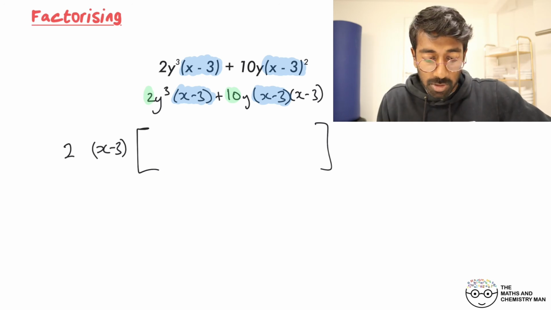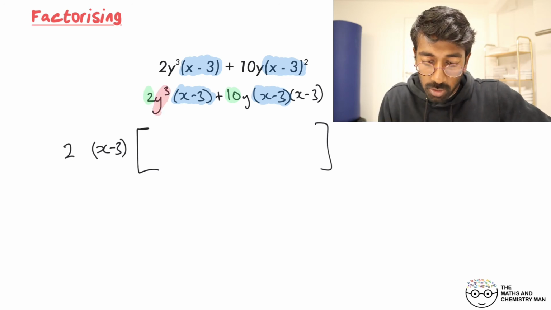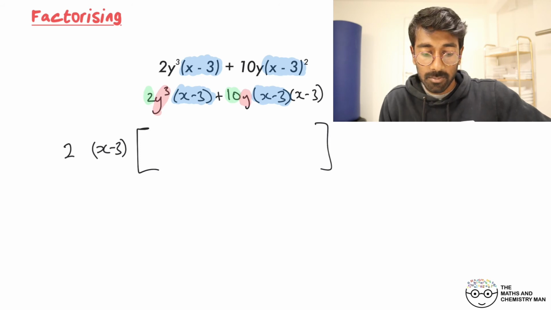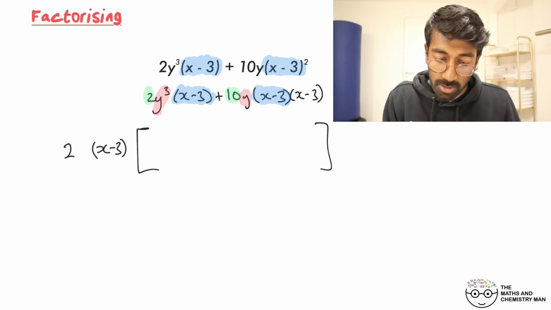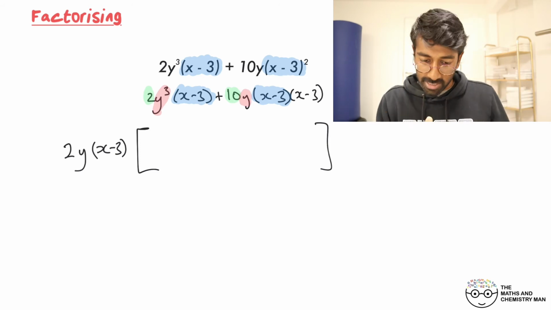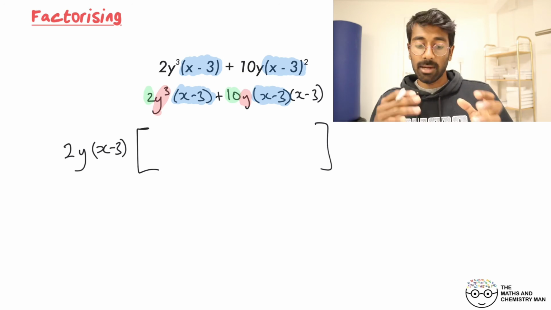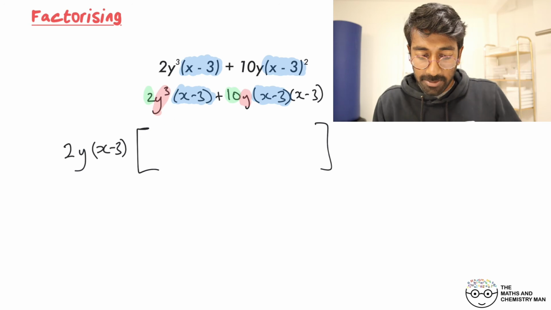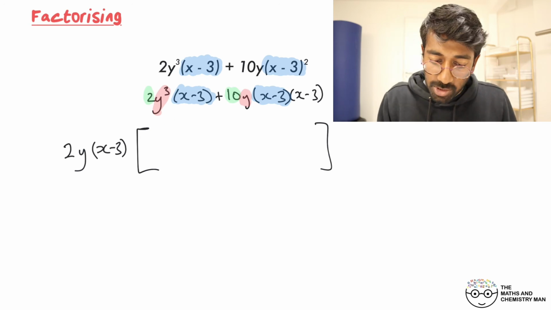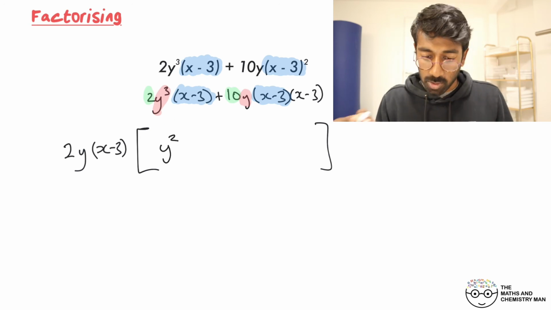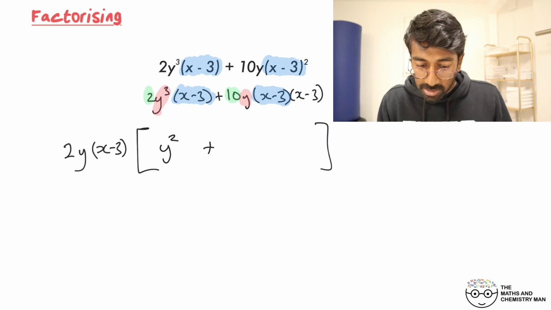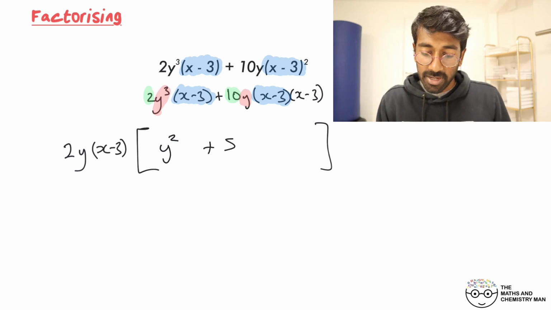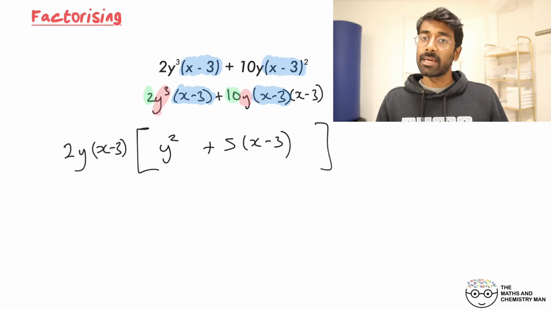And then we've also got some letters. We've got y cubed and y. So what's the greatest factor there between those two? It's just going to be a y. So we can take that outside as well. Now let's work out what is left over. For the first lot of terms here, we're just going to have a y squared plus, and then 10 divided by 2, well, that's 5. And then we're going to have an x minus 3 like that there.